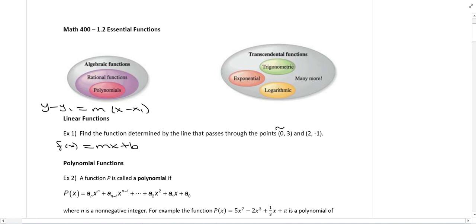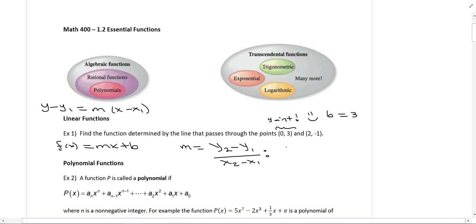Now notice that (0, 3) is the y-intercept. So we should be happy about that because that means that we know that b is 3, in our y equals mx plus b. So all we really need is the slope. So what is the equation of slope? The slope is the change in y, so y2 minus y1, over the change in x, x2 minus x1. In our case, it doesn't matter which one you start with. I'm going to start with the first point here.